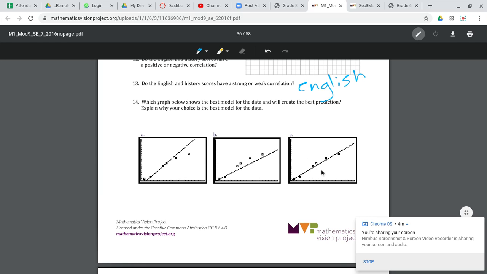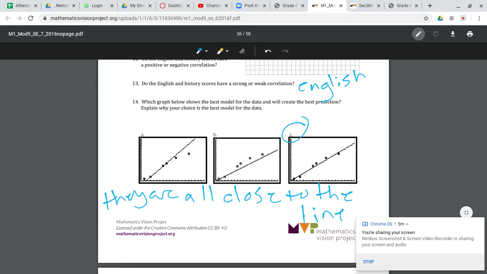Now, this line here, we do have 1 point that is on the line, but the rest of our points are super close to the line. So they're about equal distance from either side of the line on each side. Now, obviously, there's 3 points on this side and only 2 points on this side, but they're all relatively close to this line. So C is our answer because they are all close to the line. So the closer the points are to the line, the more accurate the trend line is.